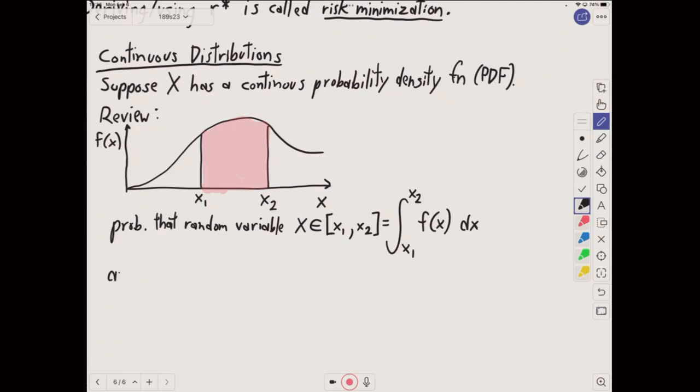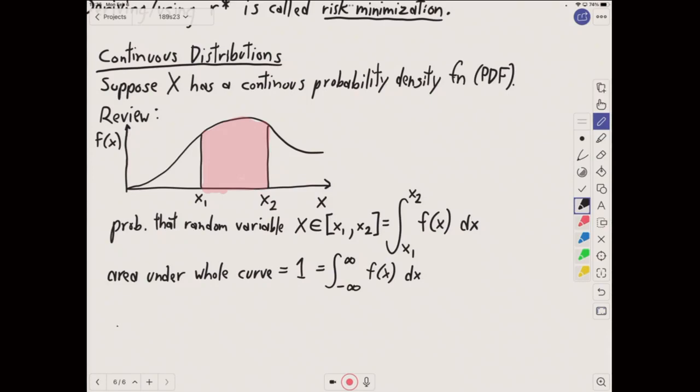And a reminder that the area under the entire curve is always 1. That's part of the definition of a PDF. You need to have the total probability of all events add up to 1. So if you integrate the whole PDF from minus infinity to infinity, you should always get 1.